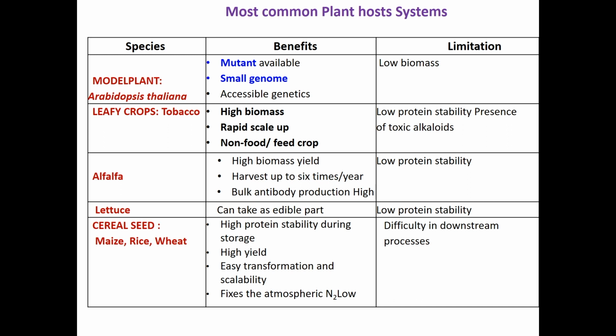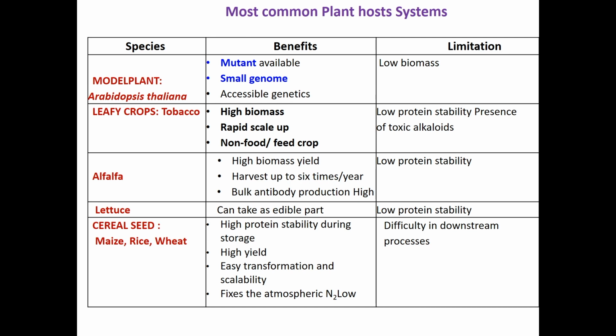In alfalfa, the biomass yield is very high, and you can harvest up to 6 times a year. Once every 2 months, you can harvest tons of high biomass of alfalfa. And then bulk antibody production is very high. We can produce bulk antibody in this case. The only small disadvantage with alfalfa is low protein stability.